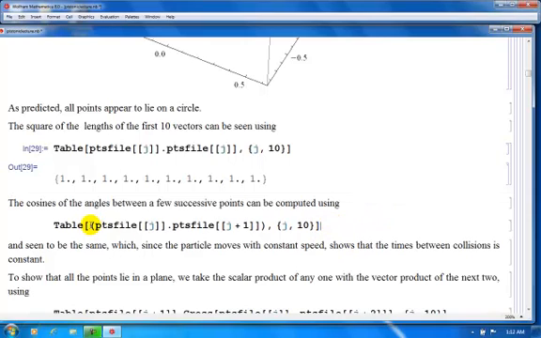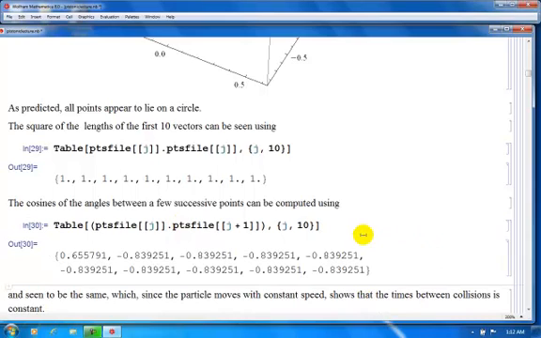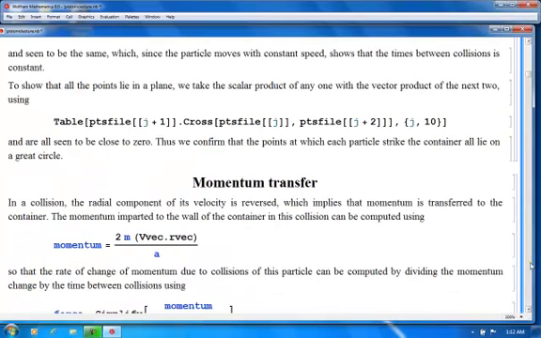And then we can take the scalar product between a position and the next position, and it looks like this. And for some reason something happens with the first one, but after that they're all the same. What happens to the first one? I don't know. I've got to look into that. But it doesn't affect the argument.